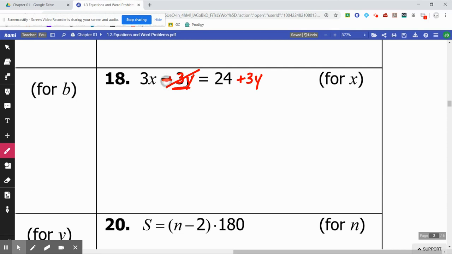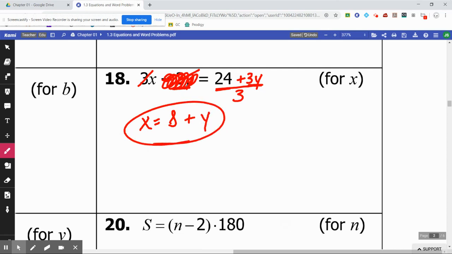Now, the next step, we've already moved this. The last step is, since this is multiplied by 3, we're going to divide by 3. Now, division by 3, if you'll look at these two terms, this is distributive property. You can divide both of these by 3. 24 divided by 3 gives you an 8. A positive 3y divided by 3 will give you a positive 1y. So that's one way of doing it.